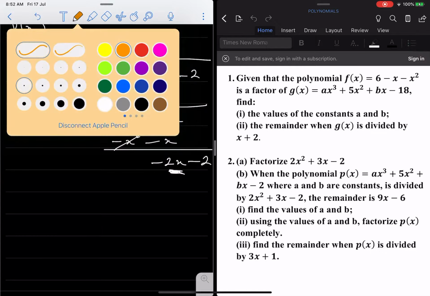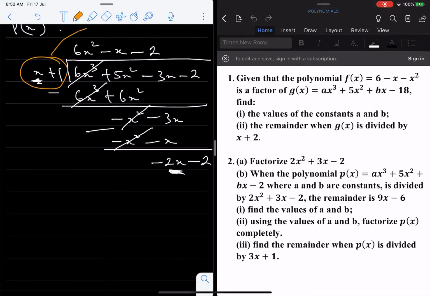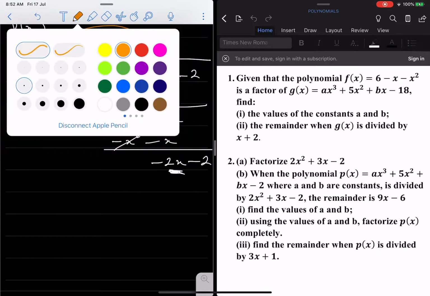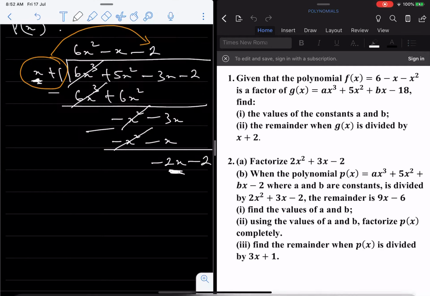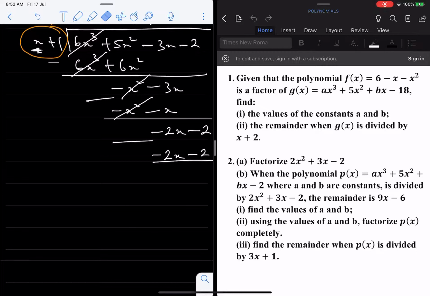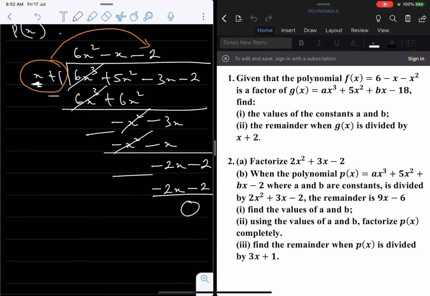And as usual, we multiply the whole of the divisor by that result, which means x times minus 2 is minus 2x, 1 times minus 2 is minus 2. When we subtract now, we get 0. That's going to give us 0. So we can see clearly that x plus 1 is actually a factor of P of x.